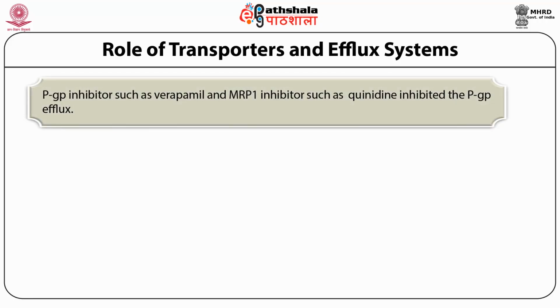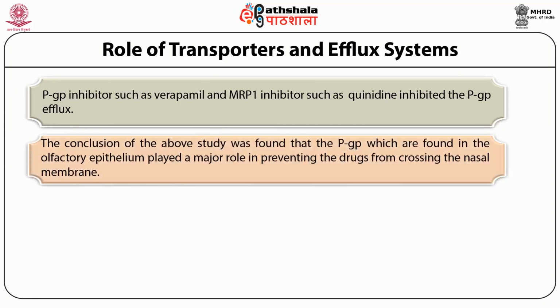PGP inhibitors such as verapamil and MRP1 inhibitors such as quinidine inhibited the PGP efflux. The conclusion of the above study was that the PGP found in the olfactory epithelium played a major role in preventing the drugs from crossing the nasal membrane.